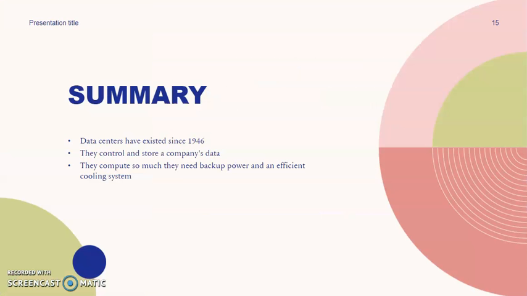So to give you a quick brief summary of what we went over today, data centers have existed since 1946. They control and store companies' data. They compute so much they need backup power and an efficient cooling system. And I didn't put this on here, but I want to say it verbally. They help everything run smoother because it's like the brain of the system and the brain of the operations.